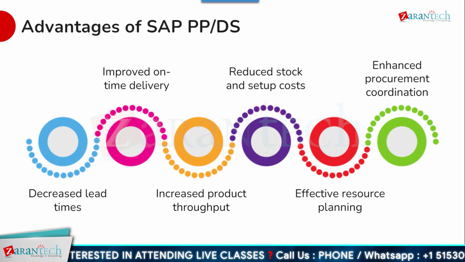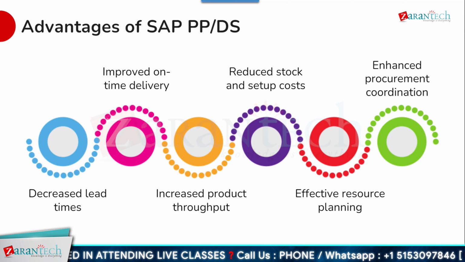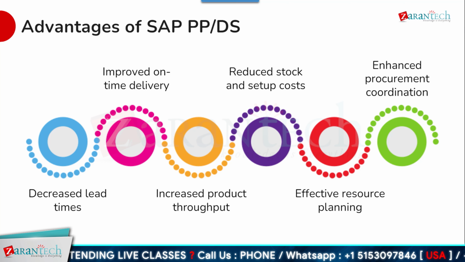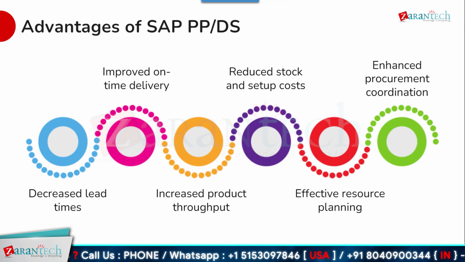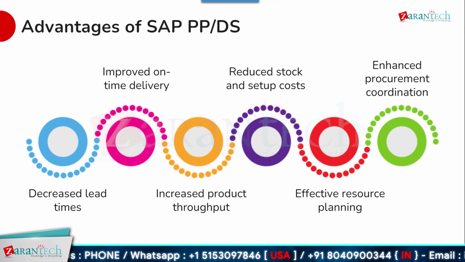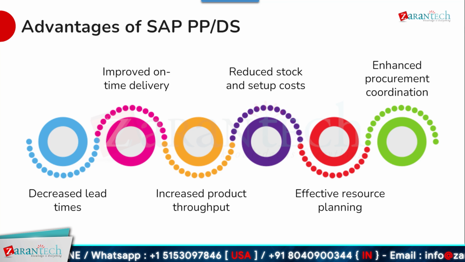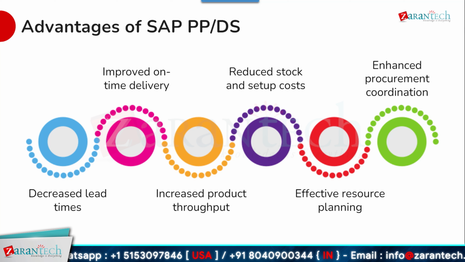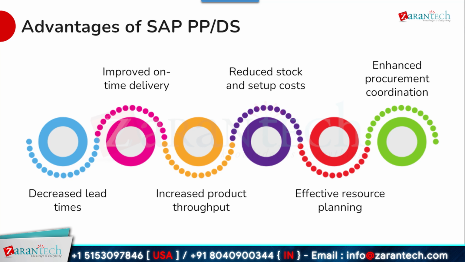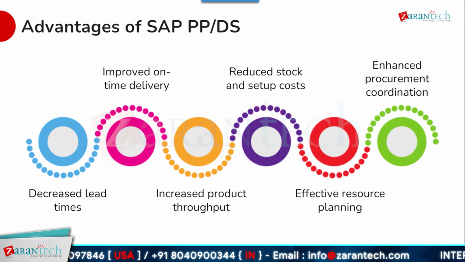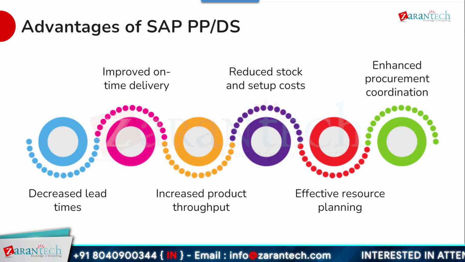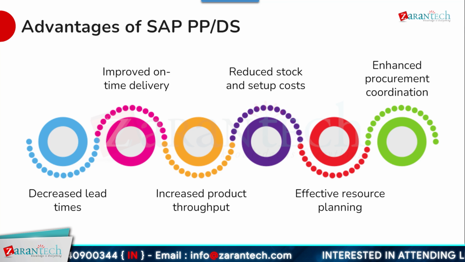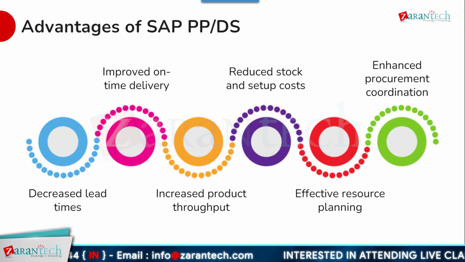Now moving on to the advantages of SAP PPDS. By implementing SAP PPDS, it offers several advantages to businesses. It helps decrease lead times by optimizing production schedules and minimizing delays. PPDS also enables increased product output by efficiently allocating resources and maximizing capacity utilization. With effective resource planning, businesses can also ensure the availability of all their necessary materials, equipment, and personnel.